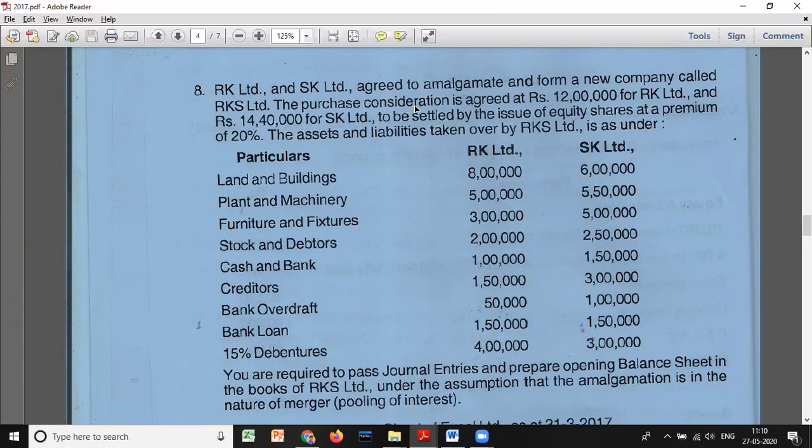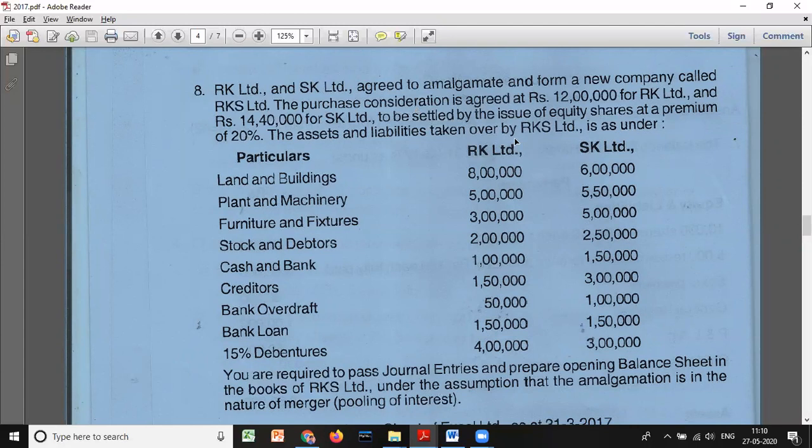The purchase consideration is agreed at rupees 12 lakh for RK Limited and 14 lakh 40,000 for SK Limited, to be settled by issue of equity shares at a premium of 20%. And these 12 lakh and 14 lakh 40,000 should be discharged by equity shares at a premium of 20%. The assets and liabilities are taken over by RKS Limited.